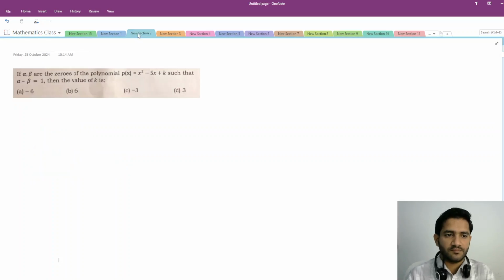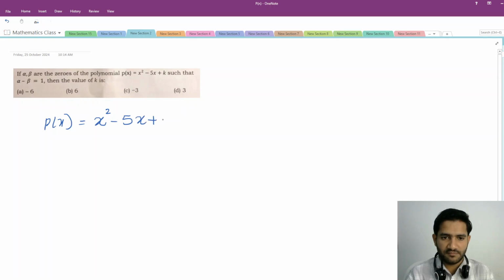Next question. It is related to the polynomials. Alpha and beta are the zeros of the polynomial p of x equal to x square minus 5x plus k. A condition is given: alpha minus beta equal to 1. We want to find the value of k. So p of x, the polynomial, is given: x square minus 5x plus k.